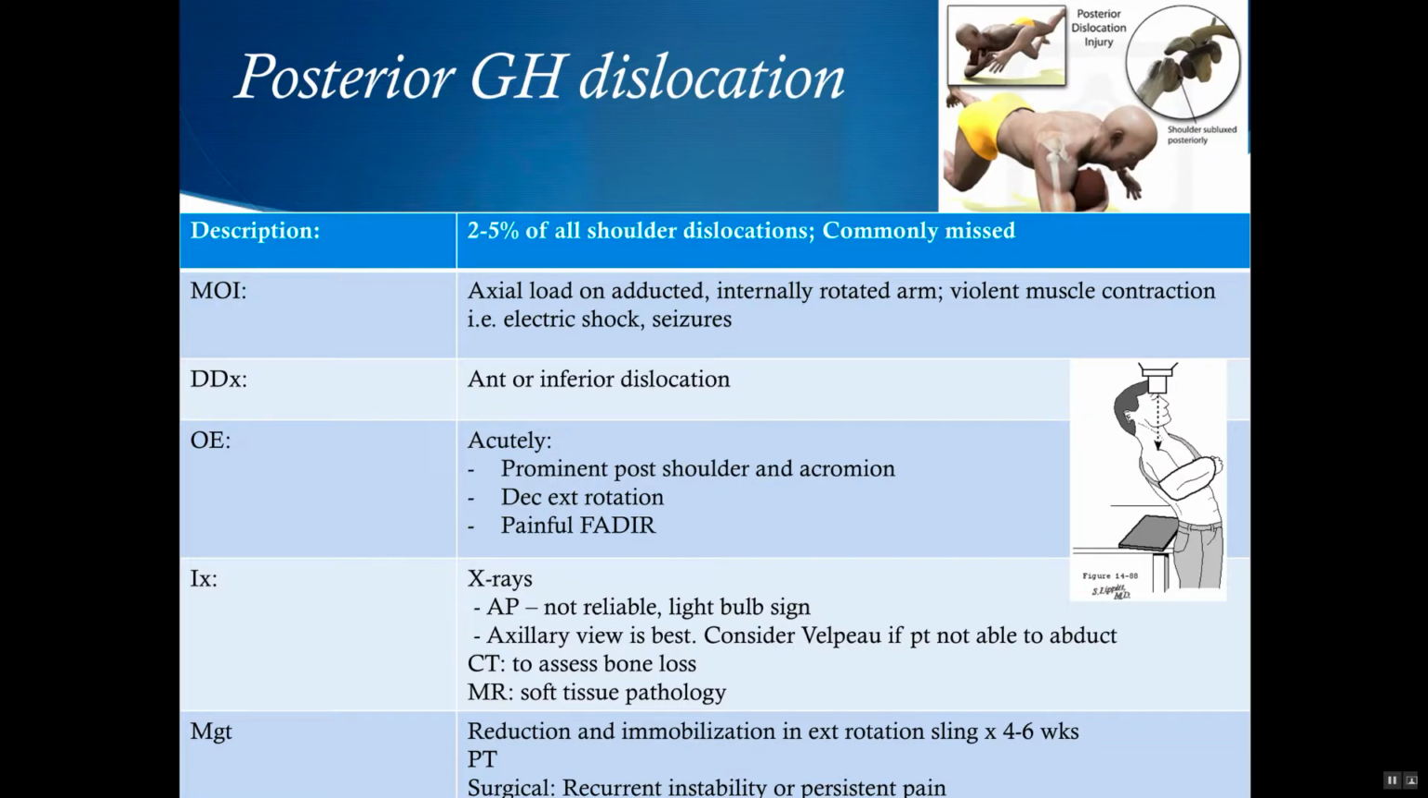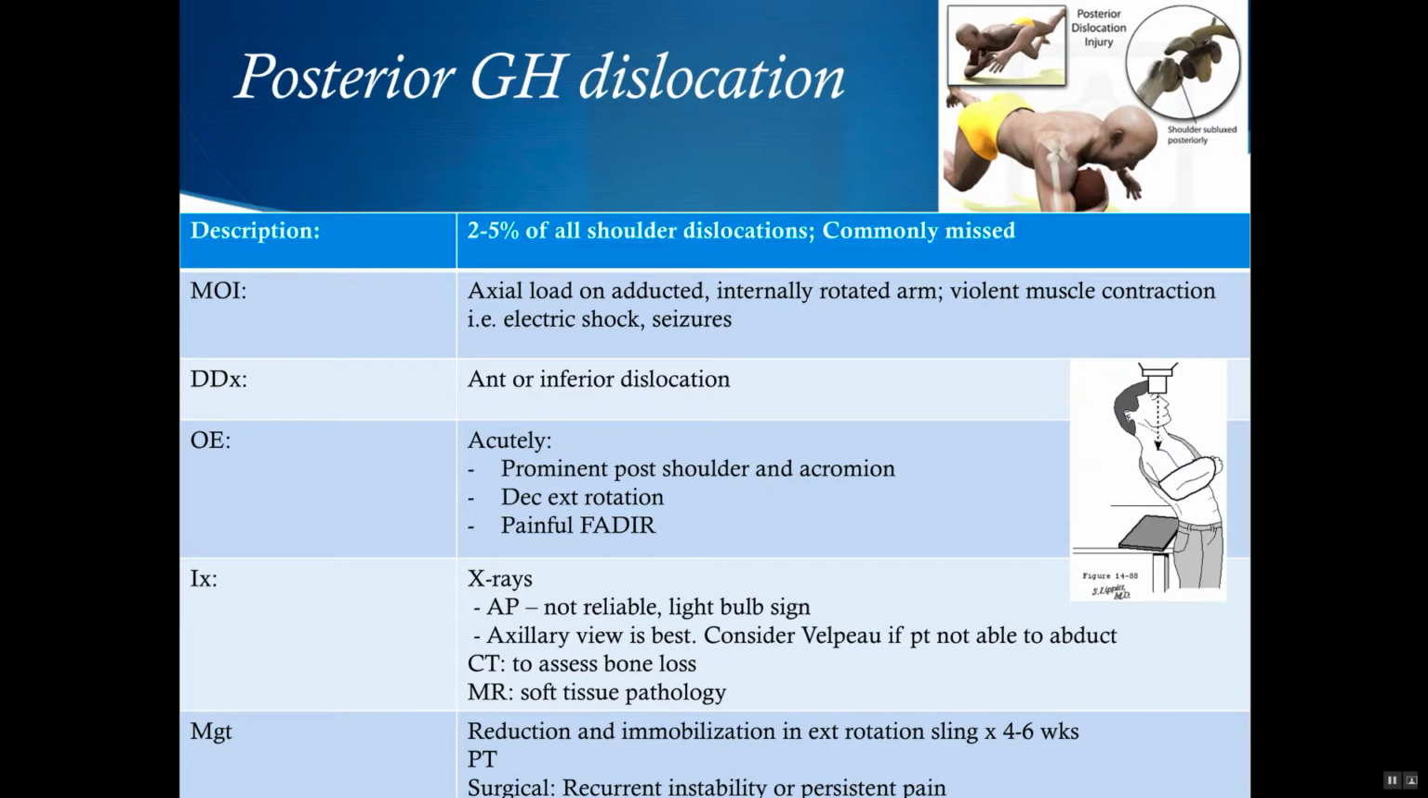The differential for this is again anterior dislocation, and again, a multidirectional instability patient. On exam, patients would present with a prominent posterior shoulder. If you compare the affected side to the contralateral, there will be a prominence at the posterior aspect of the shoulder and the acromion. They usually have quite decreased range of movement and external rotation, and a lot of pain with any attempt of flexion, adduction, and internal rotation.